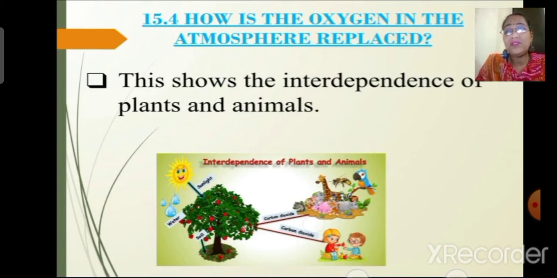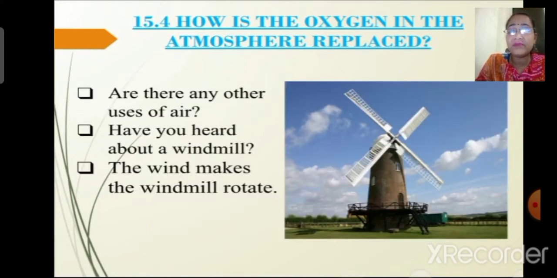Now, after understanding all these concepts, we can say that air is very important for life on the earth. Other than the uses of air for plants and animals, are there any other uses of air? Yes, of course, there are many uses of air. Do you know about the windmill? For what purpose is it used, and how does it work?